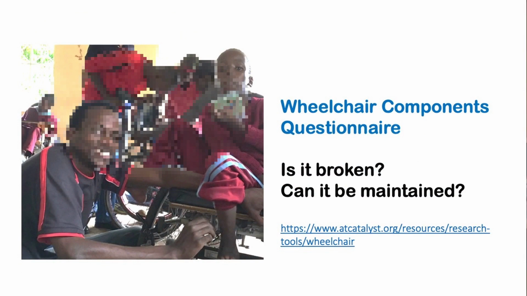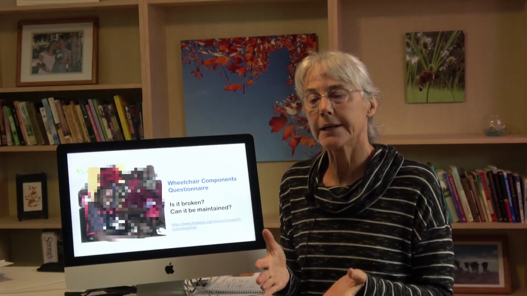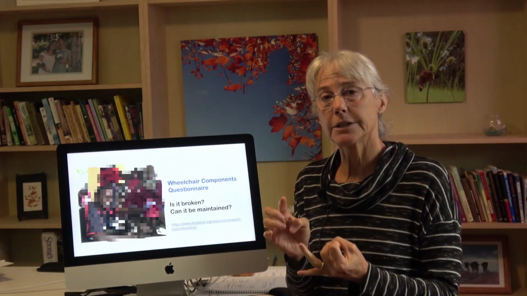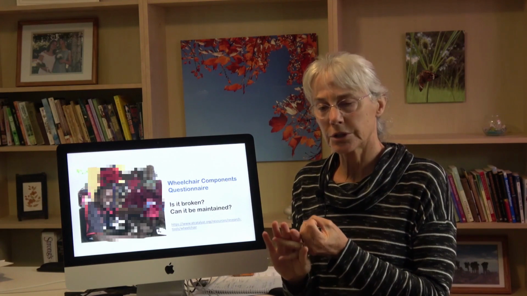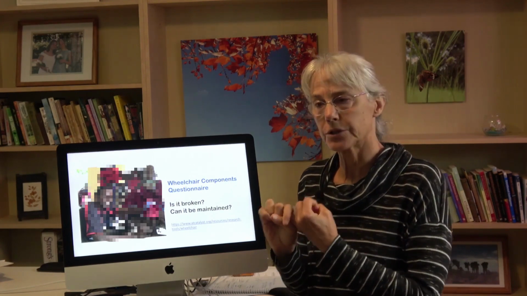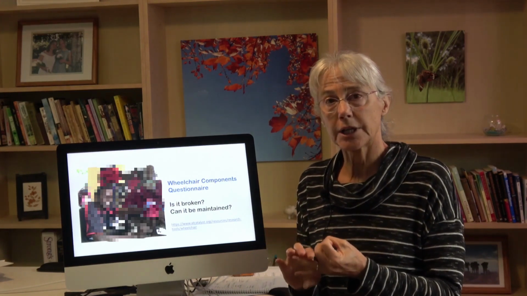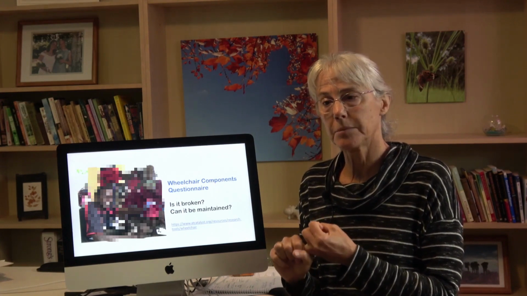The first one I'm going to talk about is the wheelchair components questionnaire. This one simply says, is it broken? This gives light on the current maintenance condition. When you do studies of 30 or more wheelchairs of a certain type at a certain age, it can shed light on which parts typically break first.